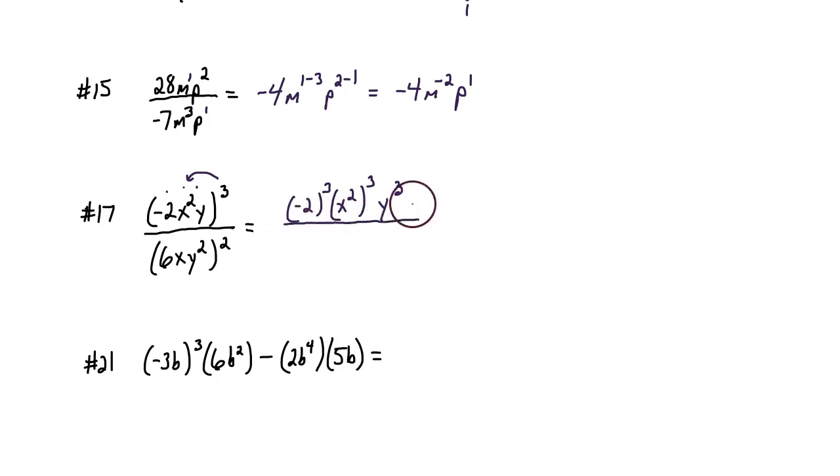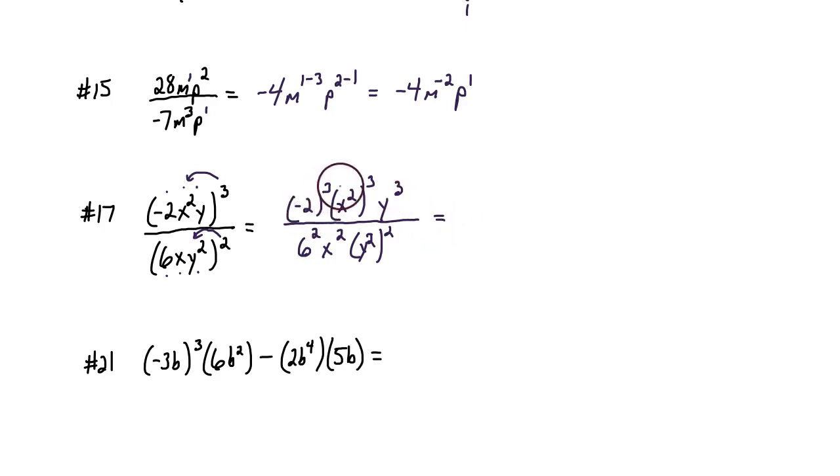In the denominator, a similar thing happens. We need to take each of the factors in the parentheses and raise them to the second power. Start with the 6. We have 6 to the second power. Next is the x. We have x to the second power. Next is our y squared. We have the y squared to the second power. What this is showing is separating each of the factors in the product and raising each of them to the exponent outside the parentheses. Let's continue on.